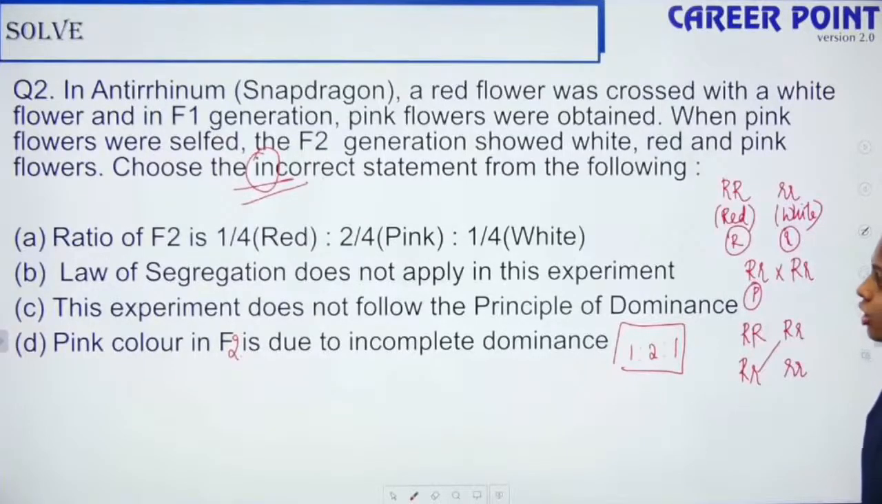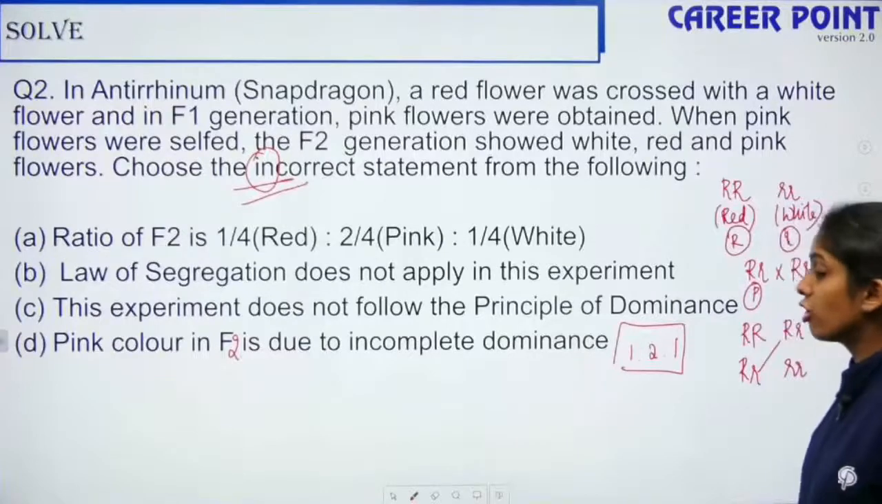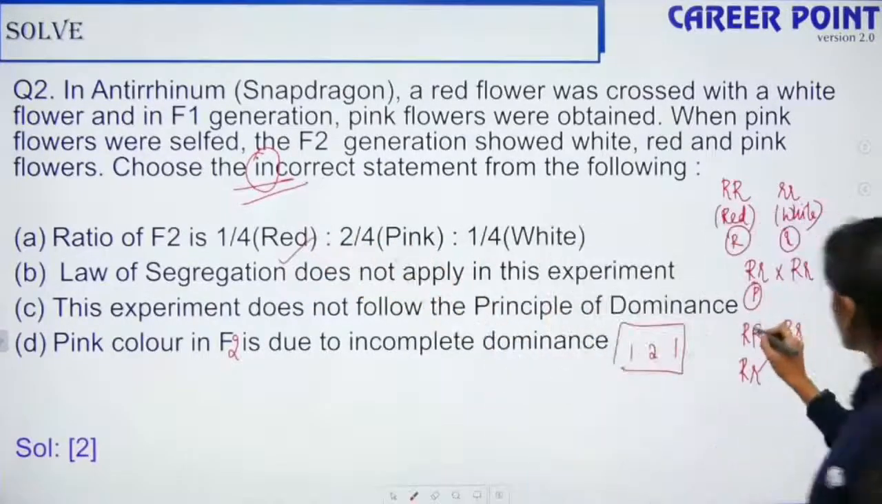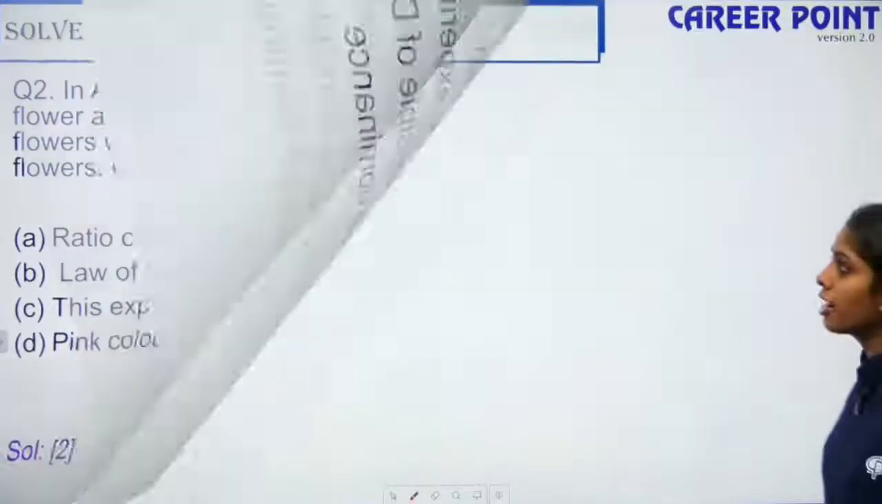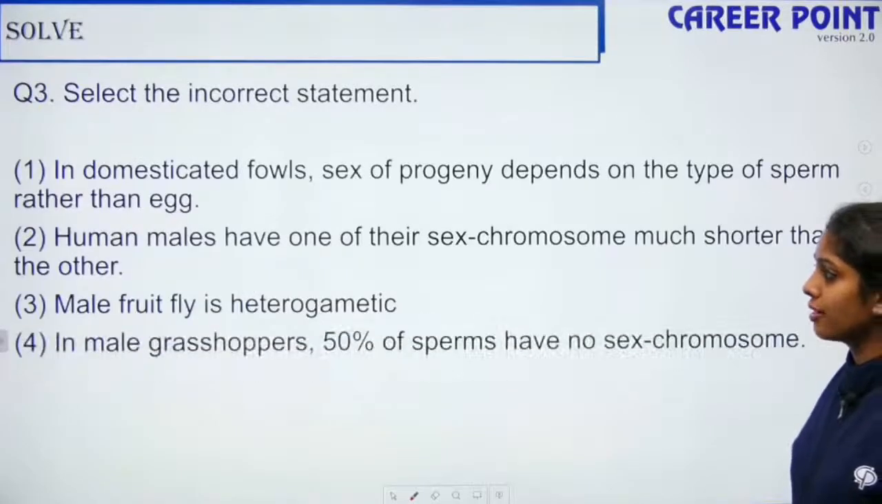Yes, what is the answer? The law of segregation does not apply in this experiment. So that is the wrong statement, because yes, it applies. So this segregates independently of this, right? Yes, absolutely right. So question number 3, select the incorrect statement once again.